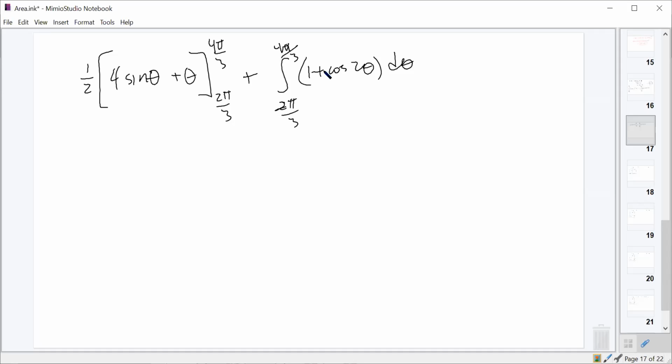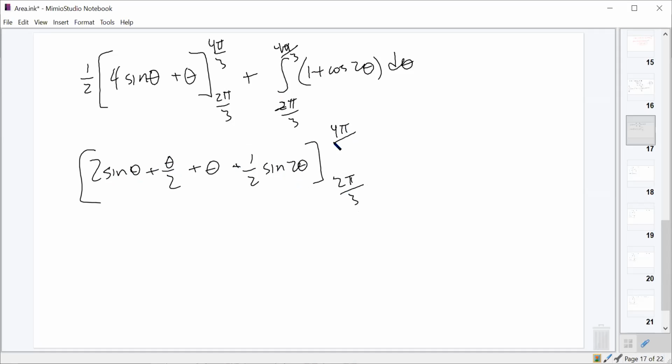And then we'll distribute the half through and integrate and put it all together. So we're going to have a 2 sine theta plus a theta over 2. This one's going to be plus a theta, and then that one's going to be plus a 1/2 sine 2 theta. And all of that from 2 pi over 3 to 4 pi over 3.